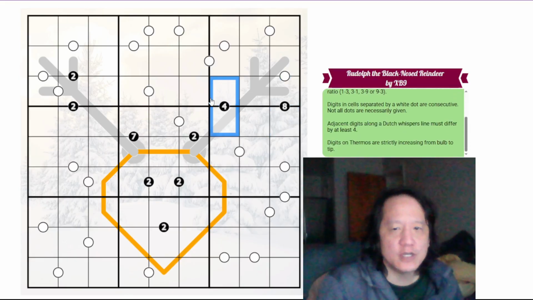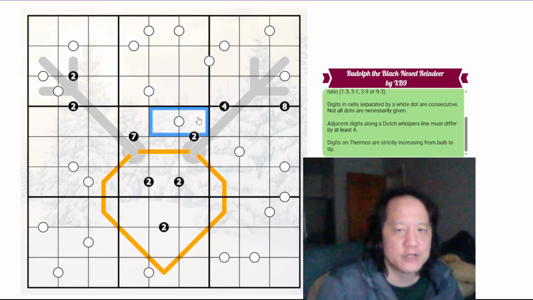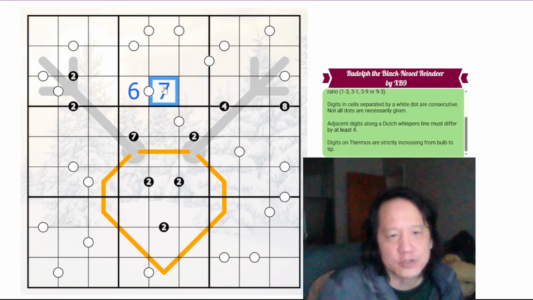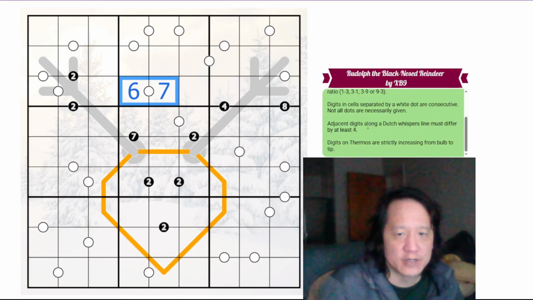We have digits in cells separated by white dots are consecutive, and not all dots are necessarily given. So for example, if this were, say, a 6, this would have to be a 5 or 7 to make sure that these digits are consecutive. And that's how white Kropki dots work.